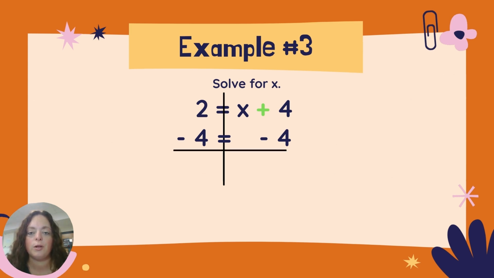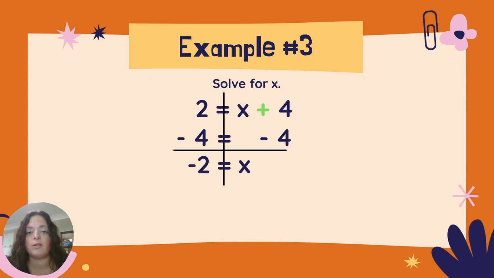On the left side, we have 2 minus 4. You can think of that on a number line. Start at 0, go to 2, and then move 4 to the left, and you would end up at negative 2. Or you can think of it as adding the opposite, 2 plus negative 4. And on the right side, we just have x.